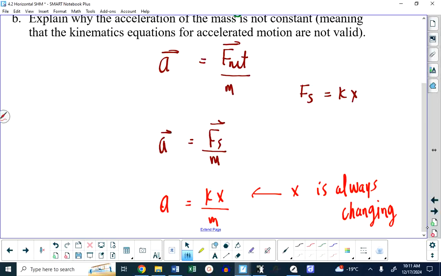The displacement is how far away from the equilibrium position it is. And the equilibrium position in that diagram is the dead center between negative A and A, and the mass is bouncing back and forth from A to negative A, back to A. So the displacement's always going to be different depending on where the object is. And if the displacement's different, the force is different, and if the force is different, the acceleration is different.